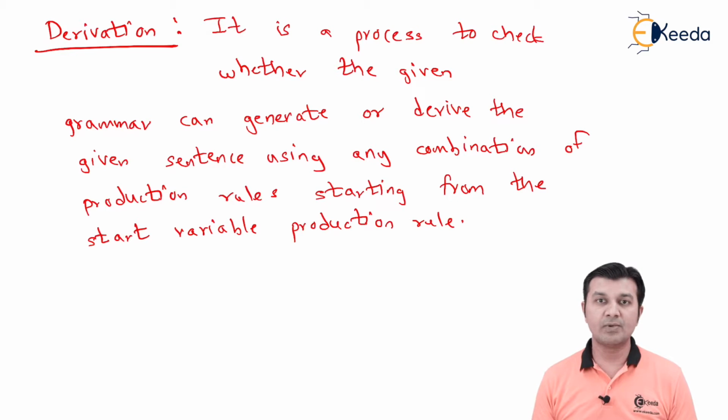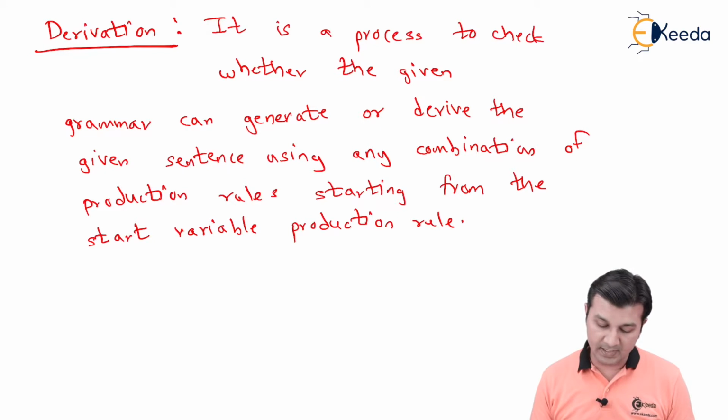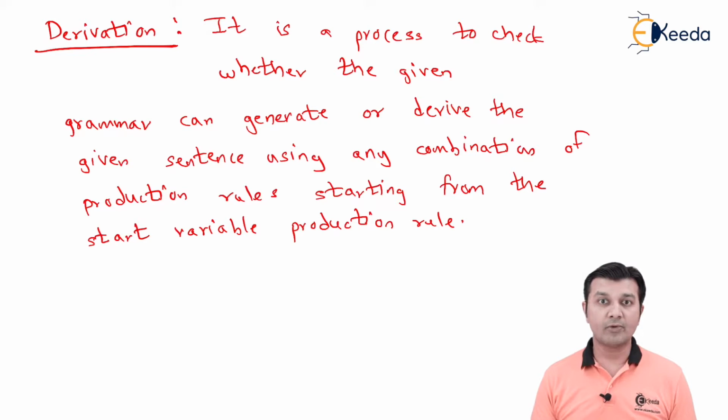So the given sentence will be the one which will be given in the exam. So using that production, if you are able to generate that particular sentence using any combination of the production rules starting from the start variable production rule. So if you have been given a lot of production rules, you have to always start from the start variable. Now many of the times in the exam, the start variable is not given. In that case, by default, the start variable is capital S.